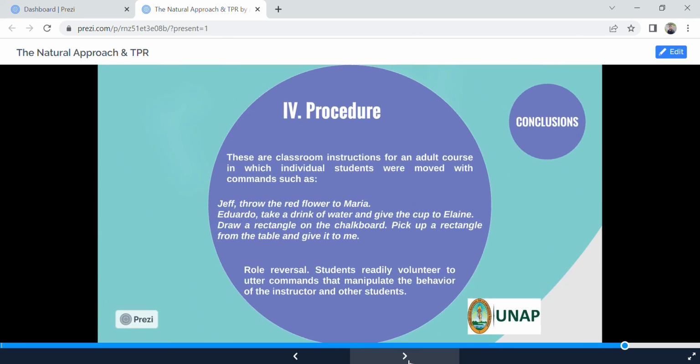So how does TPR work? Some classroom instructions for an adult course in which individual students were moved with commands, we can say, for example, Jeff, throw the red flower to Maria, or Eduardo, take a drink of water and give the cup to Elaine, or draw a rectangle on the chalkboard, pick up a rectangle from the table and give it to me. Then we can reverse the roles, no? Where the student is the commander and the teacher is the performer. No? So we can also invert roles.